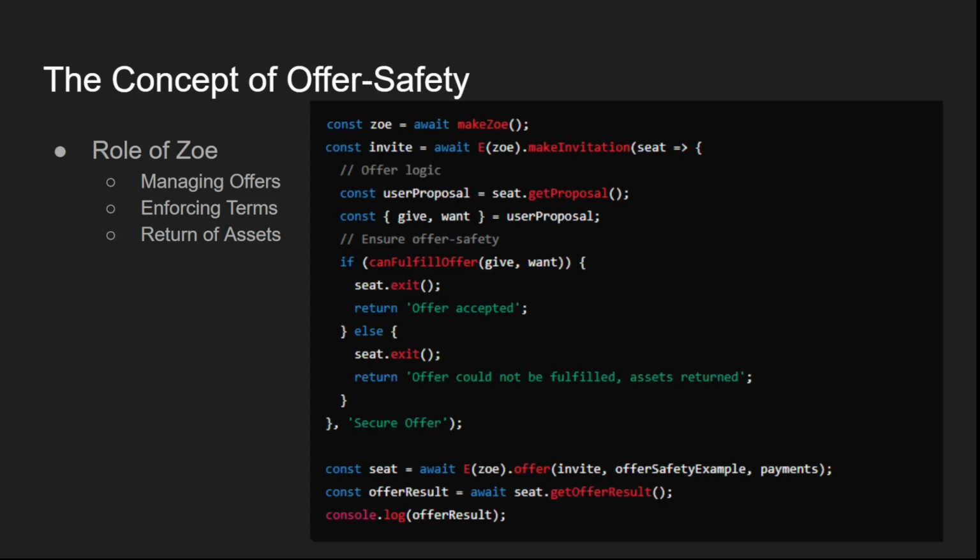Offer safety, enforced by Zoe, ensures that smart contracts on the Agoric platform are secure, fair, and reliable. By adhering to the principles of offer safety, you can build contracts that protect users and provide a trustworthy environment for decentralized applications. Next, we'll look at the anatomy of an offer, breaking down its components and how they work together to facilitate secure transactions in Agoric.